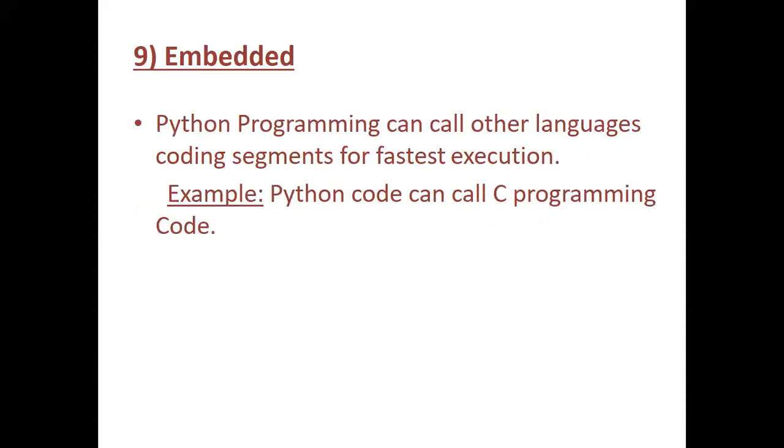Now, embedded. A Python program can call other language coding segments for the fastest execution. Example, Python code can call C programming code. That is why it is known as the embedded language.